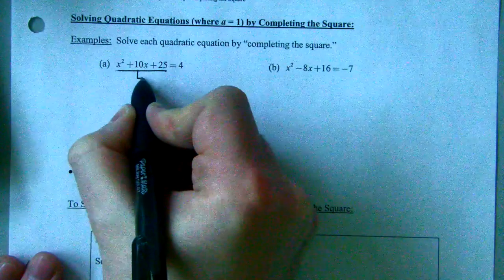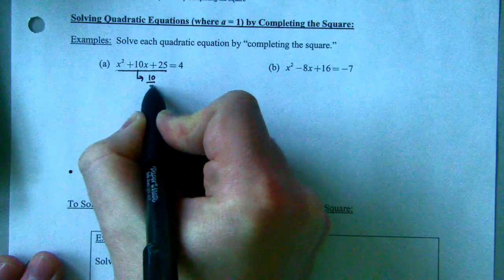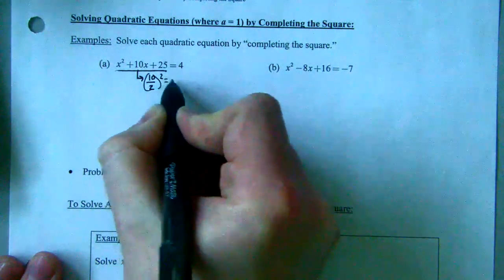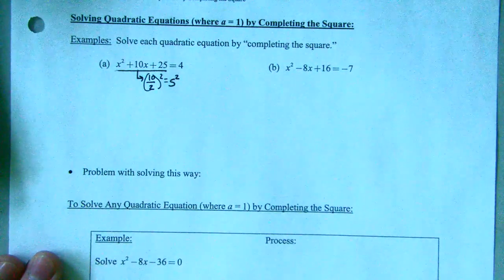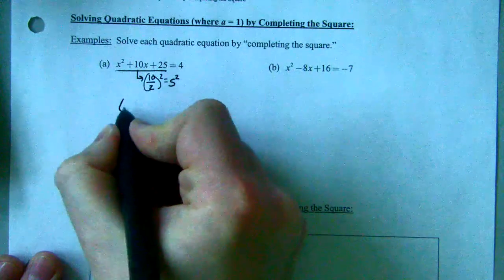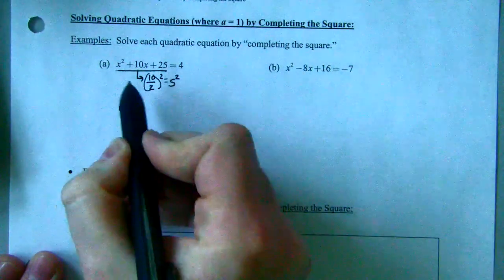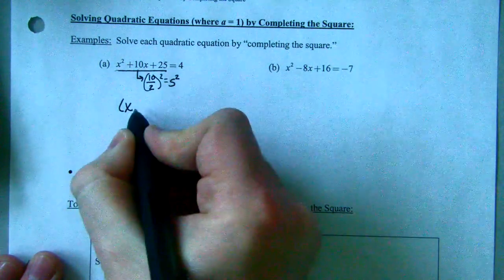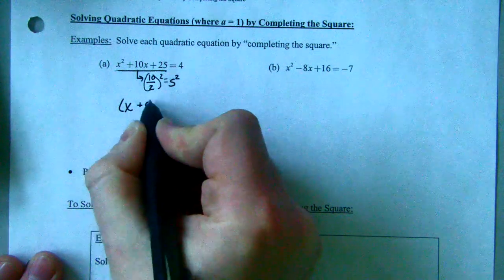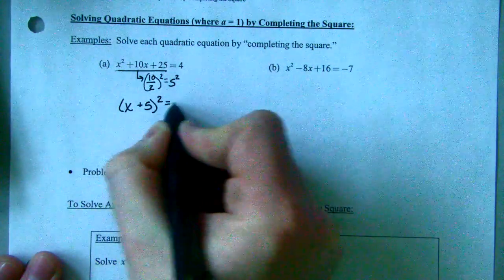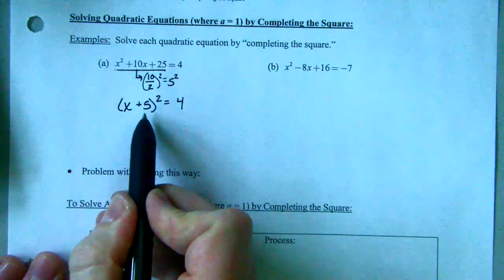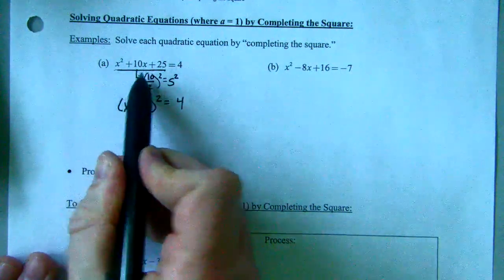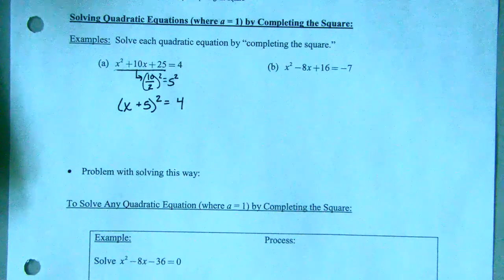I know it is because half my middle term, half of 10, is 5, squared gives you 25, that number at the end. Yeah, it works. I can factor this into x, and then half my middle number: (x + 5) squared equals 4. If you don't believe me, write out x plus 5 twice, and FOIL. You would get x squared plus 10x plus 25.